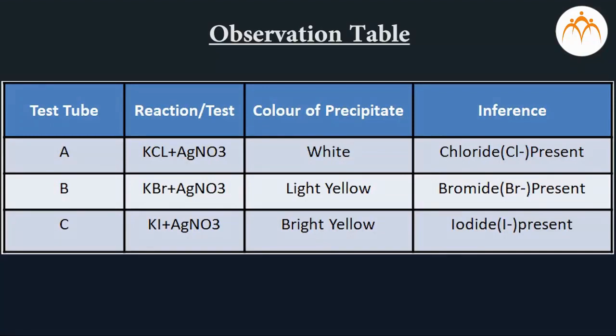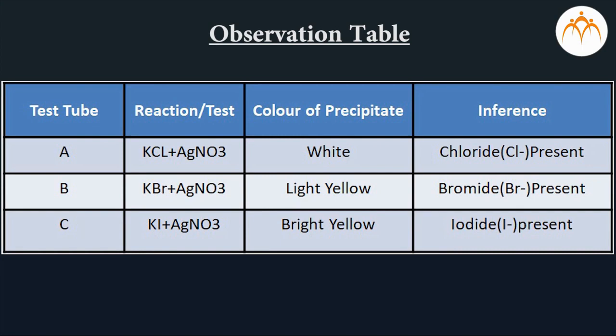We conclude the following. We have identified that all 3 solutions contain halide or compound formed by halogens, which is the 17th group. There is precipitation. Precipitates are of different colors. Colors give us information if it is chloride, bromide or iodide. This process is a preliminary example of qualitative analysis.